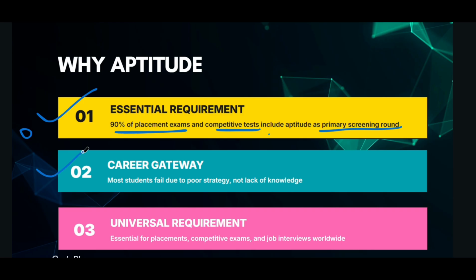The second thing is career gateway. Most students don't fail because they lack knowledge. They fail because of poor strategy and time management. That's why learning the right approach is the key to success. The last thing is universal requirement. Aptitude is not limited to one exam or one company. It's essential everywhere for placement, competitive exams, and even job interviews worldwide. So mastering aptitude is like opening the gateway to your career opportunities.